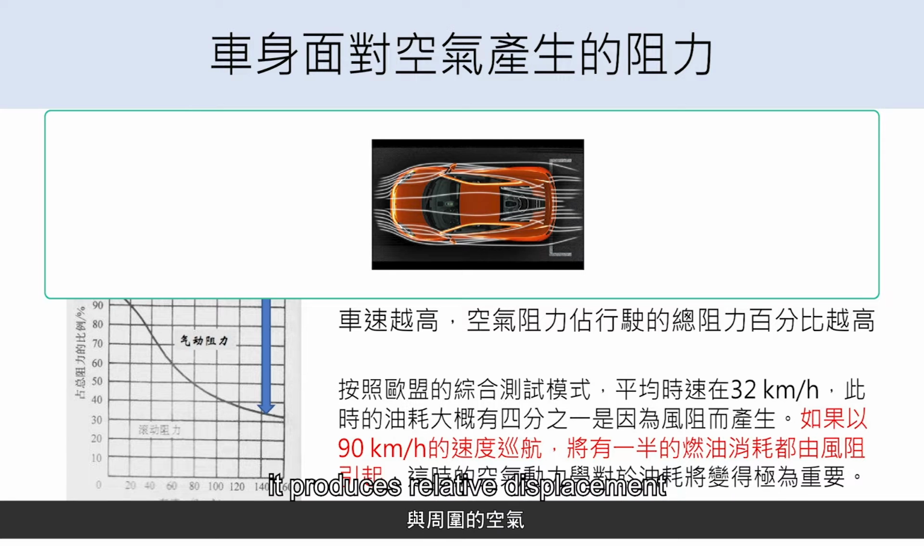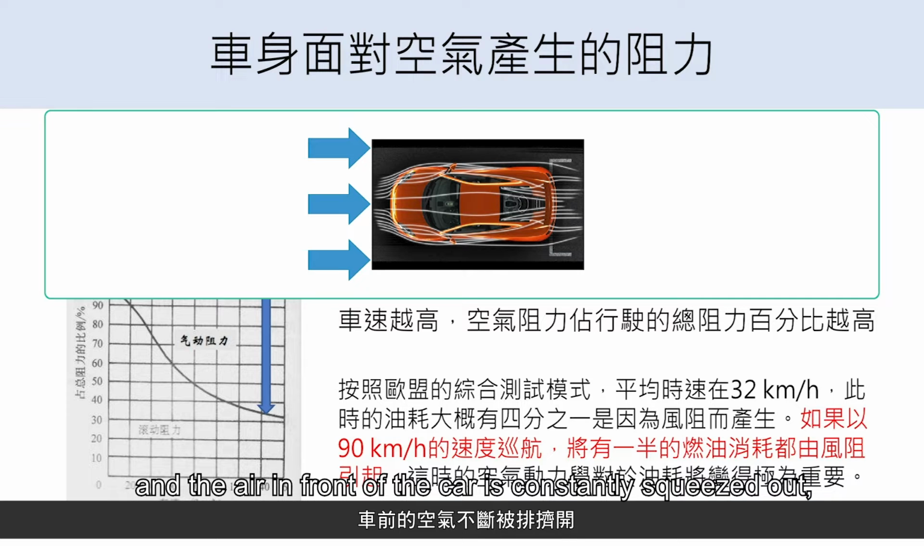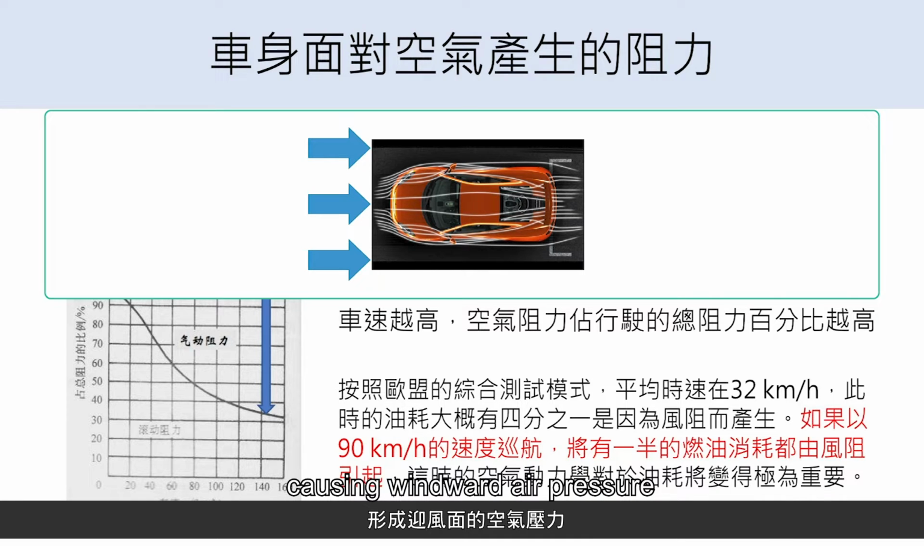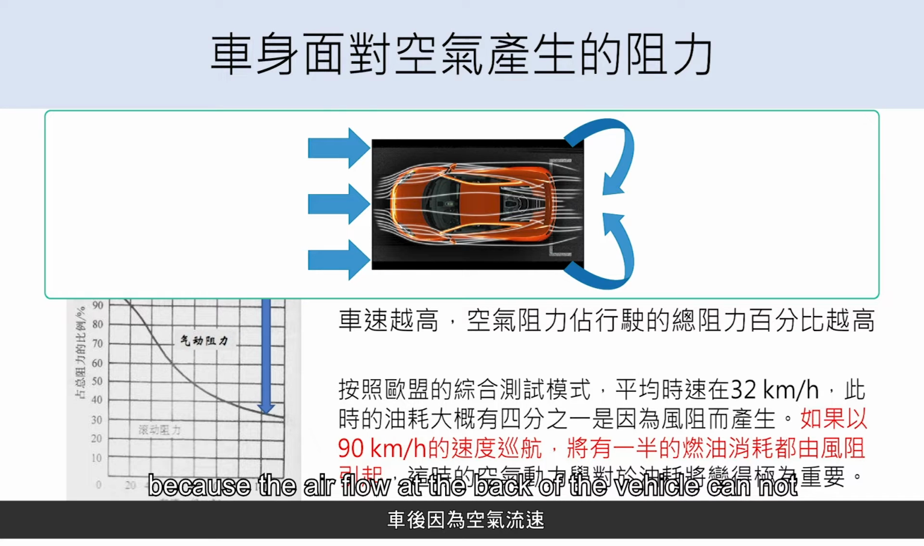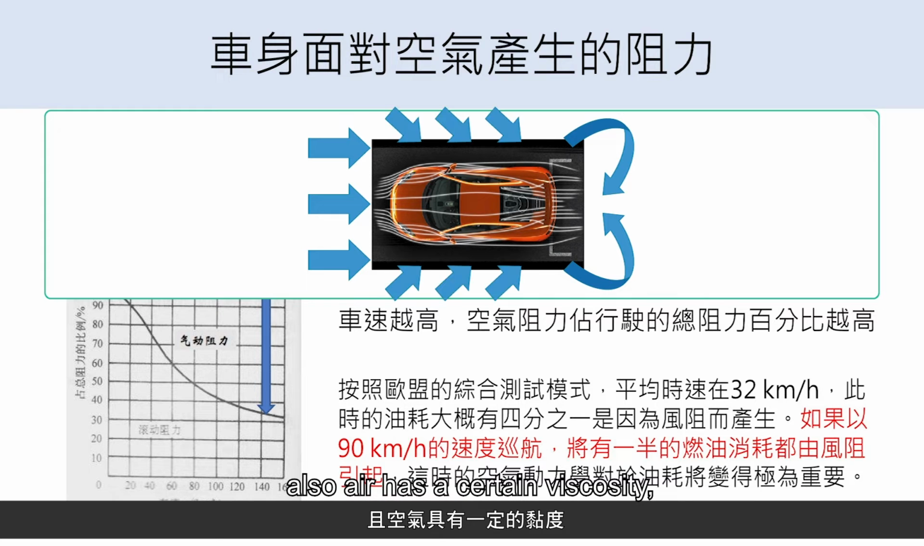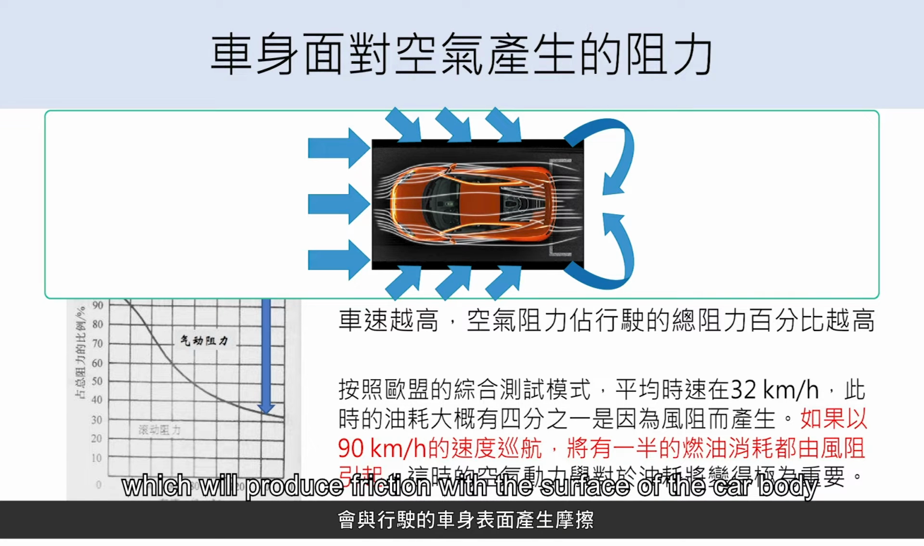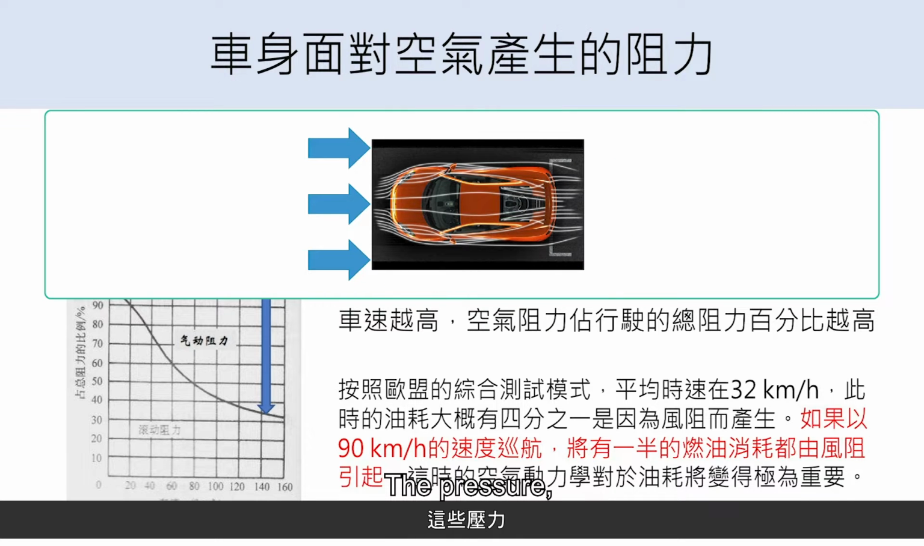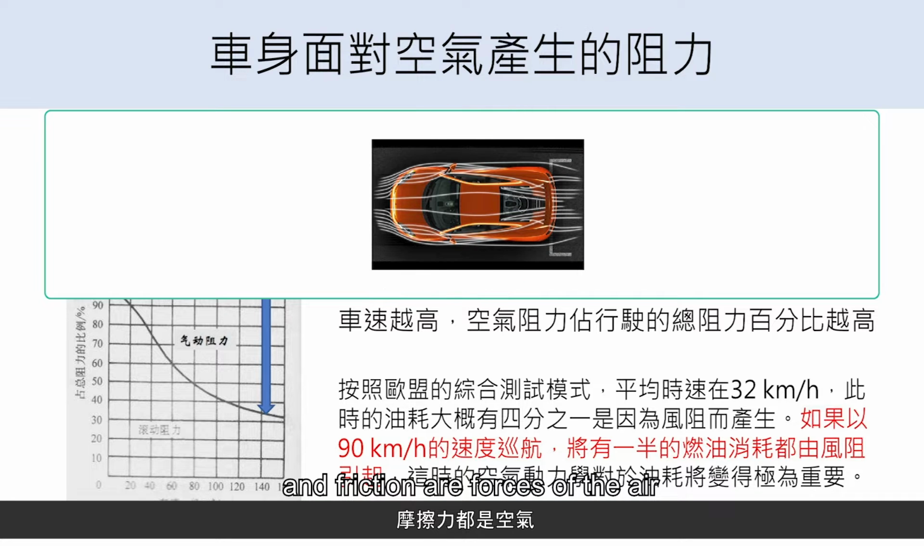When the car is moving, it produces relative displacement to the surrounding air, and the air in front of the car is constantly squeezed out, causing windward air pressure. Because the airflow at the back of the vehicle cannot keep up with the speed of the vehicle, especially at high speeds, this causes a certain degree of vacuum, which generates vortex that creates suction. Also, air has a certain viscosity, which will produce friction with the surface of the car body and create resistance. The pressure, suction, and friction are forces of the air that impede the movement of the car and are collectively referred to as air resistance.